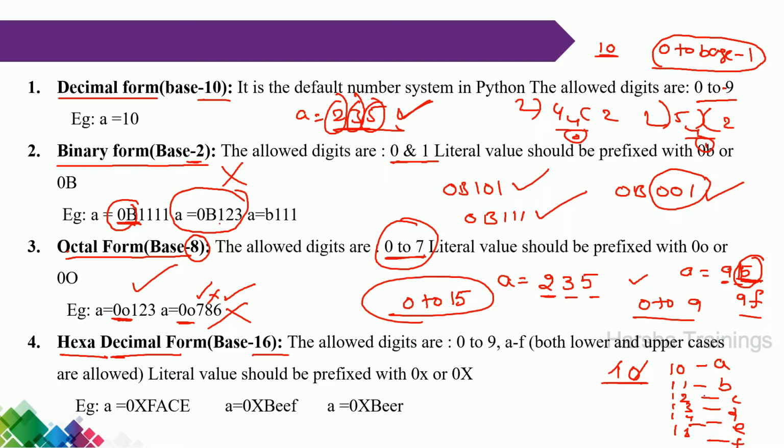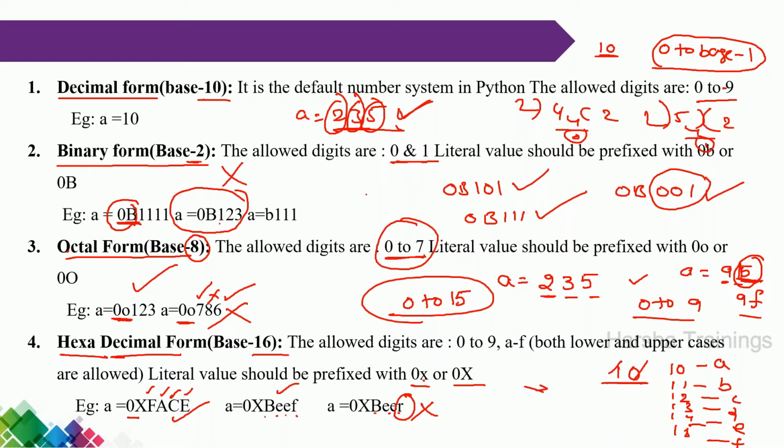Here, the letters A to F are in either uppercase or lowercase. They are differentiated based on the prefix: every hexadecimal number is prefixed with 0x or 0 capital X. If prefixed with 0 small x, that is in lowercase. Prefixed with 0 capital X, that is in uppercase. For example, 0xFACE, it is okay. 0xBEEF, this is okay. 0xBEER, this is invalid.